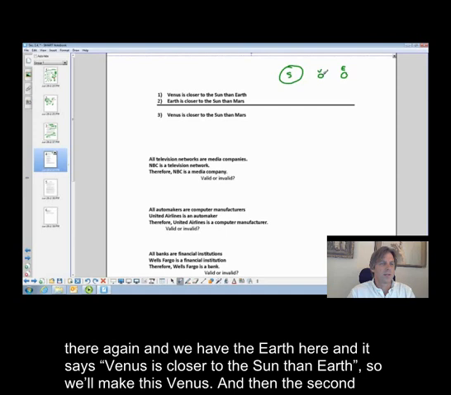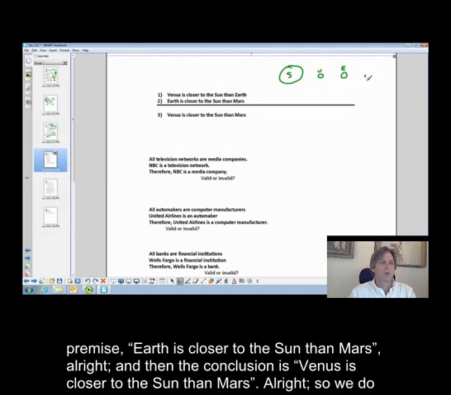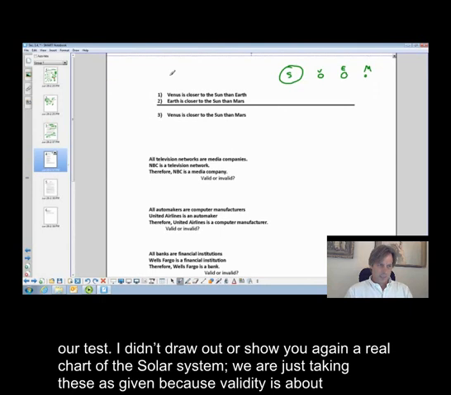So we'll make this Venus. All right, and then the second premise, Earth is closer to the sun than Mars. All right? And then the conclusion is Venus is closer to the sun than Mars. All right, so we do our test. I didn't draw out or show you again a real chart of the solar system. We're just taking these as given because validity is about structure.